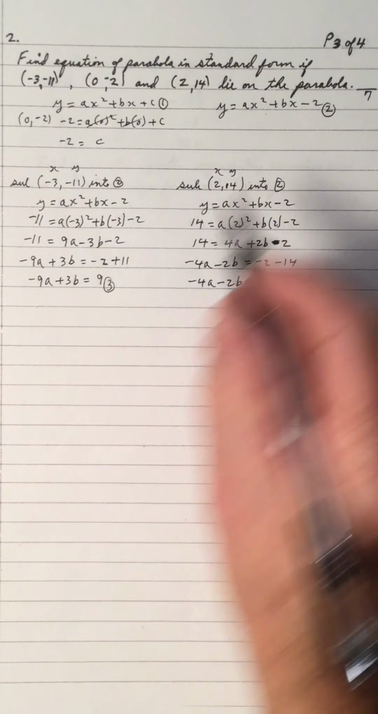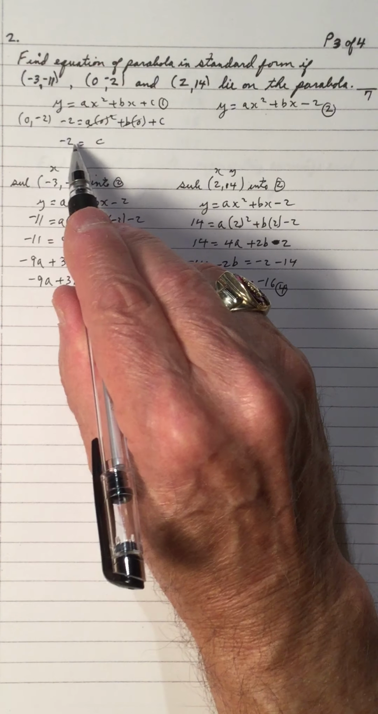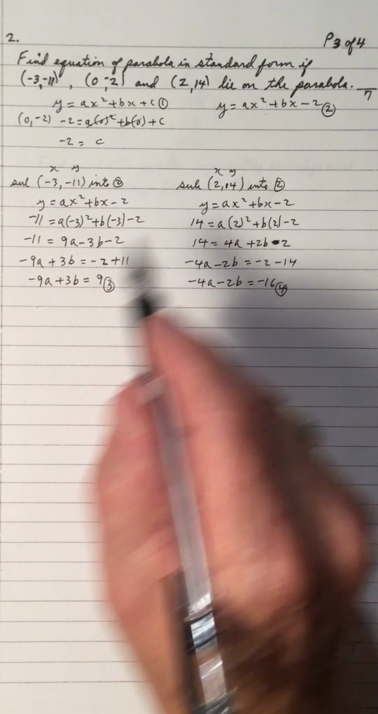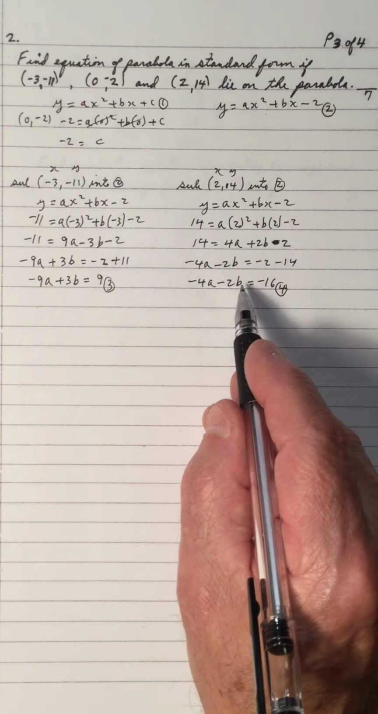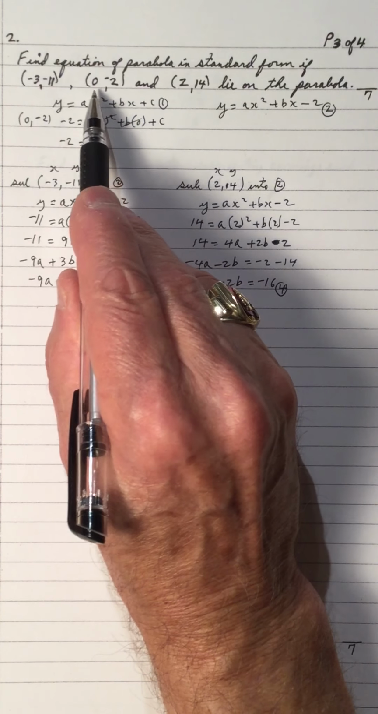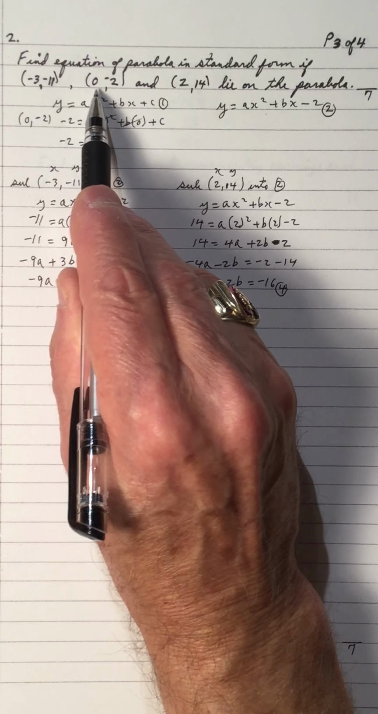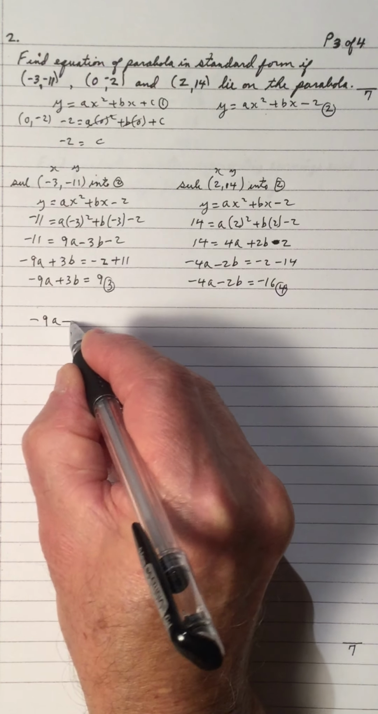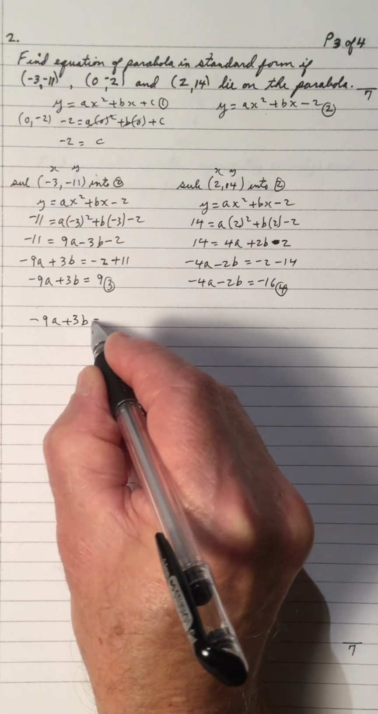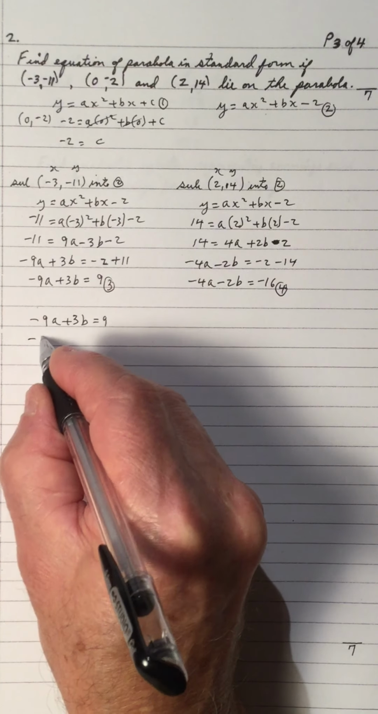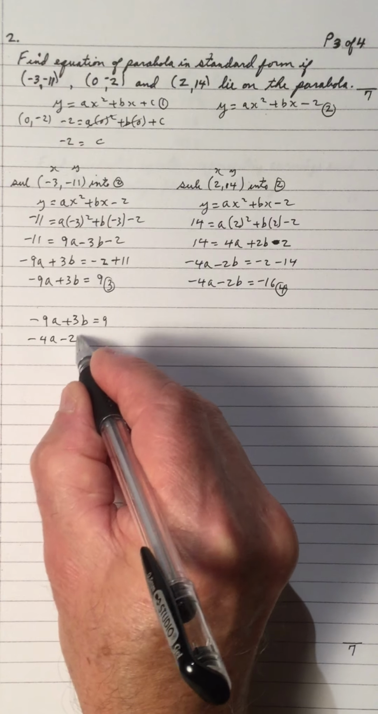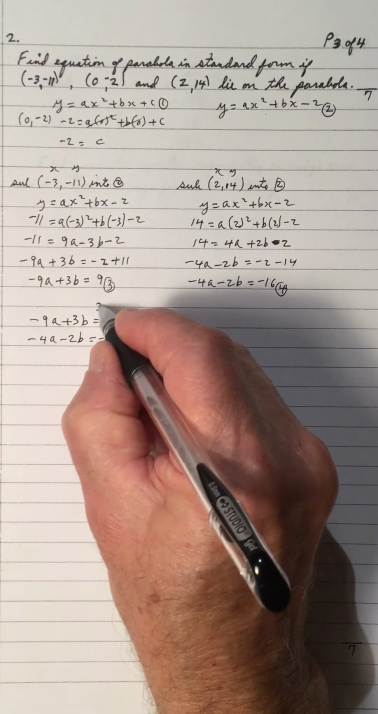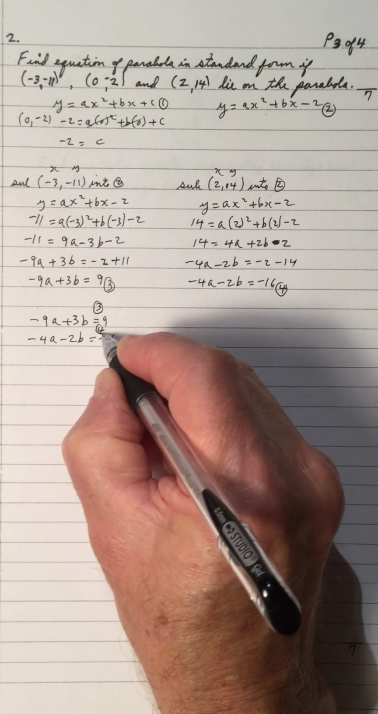So now notice, when you put the 0 in, you get the c, putting the c in the equation. And then you sub the other 2 points in, you're getting 2 equations in terms of a and b. Much quicker to put the point with x equals 0 in first. Now we've got 2 equations: -9a plus 3b equals 9, -4a minus 2b equals -16. So this is number 3, this is number 4.